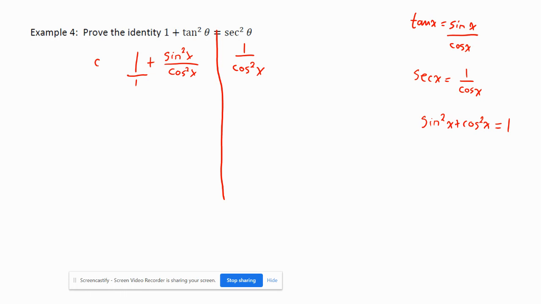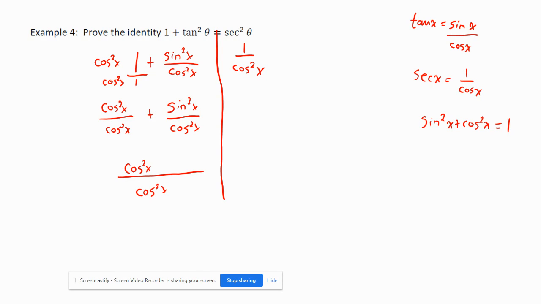In order to get a common denominator here, I'm going to multiply the top and the bottom of this fraction by cosine squared. That leaves me with cosine squared over cosine squared, equivalent to 1. And now I have a common denominator of cosine squared. And we're left with cos squared plus sine squared over cos squared. Okay, well, what did we prove in the last example? Sine squared plus cos squared equals 1.